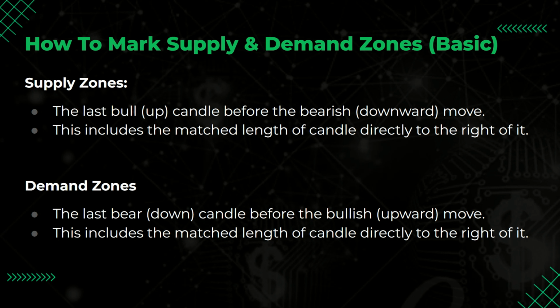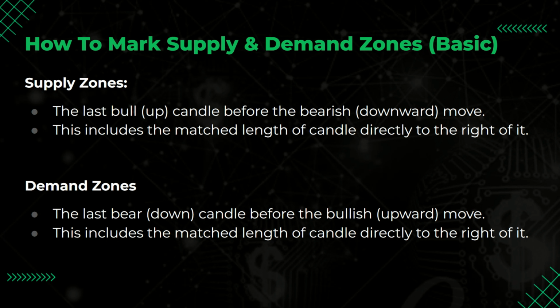So what are the basic ways to mark a supply and demand zone on any chart in any time frame? For supply zones, the last bull or up candle before the bearish or downward move is the supply zone. This includes the matched length of candle directly to the right of it, which I'll go over in some examples in the next slides. Demand zones are pretty much the opposite. The last bear or down candle before the bullish upward move is the demand zone. This includes, again, the matched length of candle directly to the right of the last bearish candle.